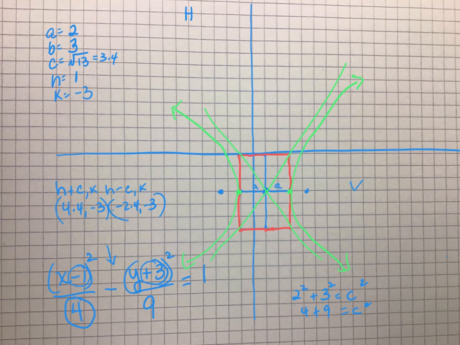So this is your graph. Your graph has a box. It has the two asymptotes. It has the two hyperbolas facing left and right because this is horizontal. And then it has your foci and your center.